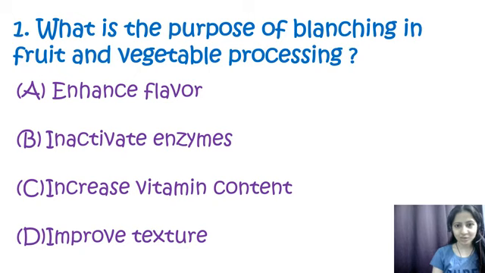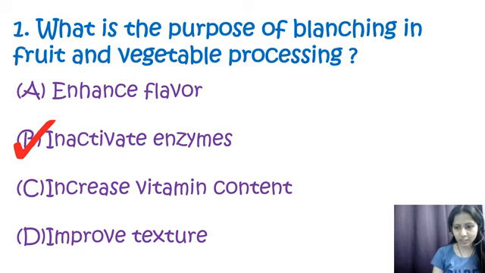So what is the purpose of blanching in fruits and vegetable processing? So options are enhance flavor, inactivate enzymes, increase vitamin content and improve the texture. So over here the correct option is B, that is to inactivate the enzymes. So the purpose of blanching in fruits and vegetable processing is to inactivate the enzymes.